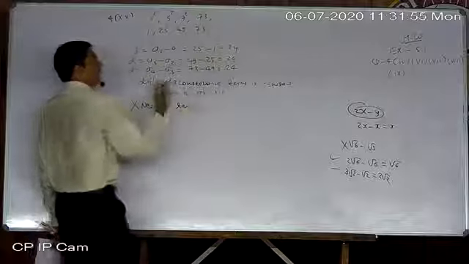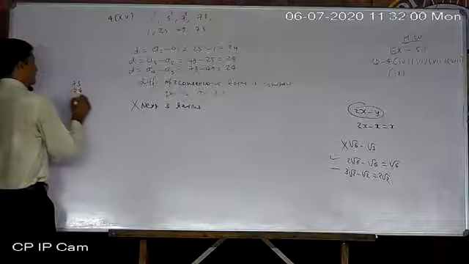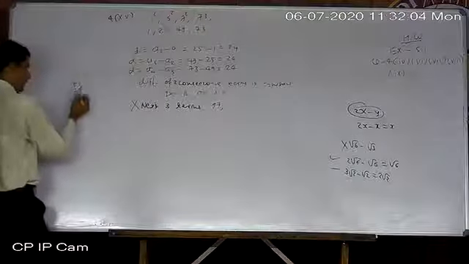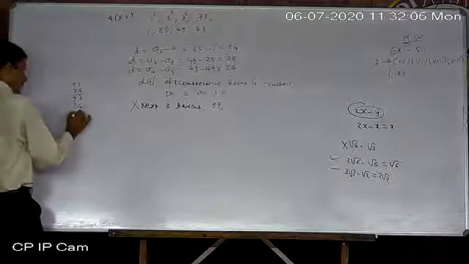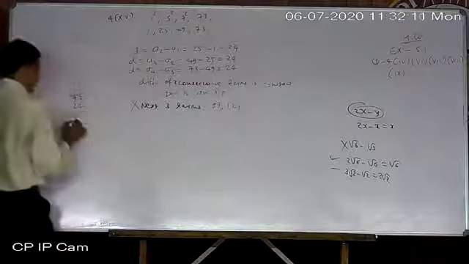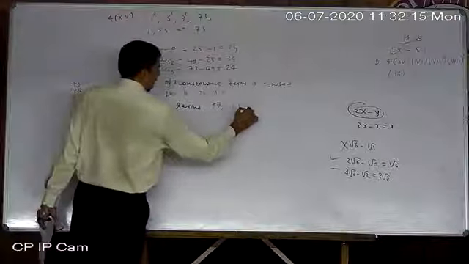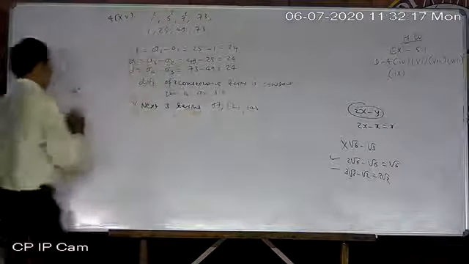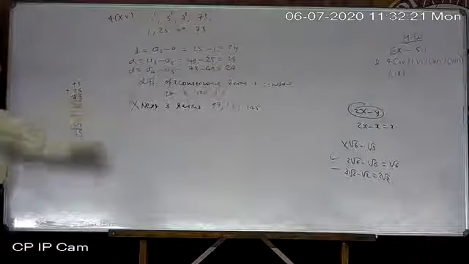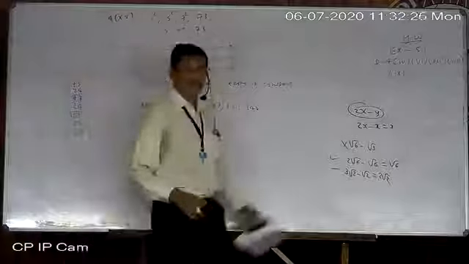Now how to find the next terms? Just add 24 each time. So 73 plus 24 is 97. I added 24. Again 24, so 121. Again add 24, so 145. So for the next 3 terms we added 24 and got each consecutive next term, because the difference is 24 everywhere.